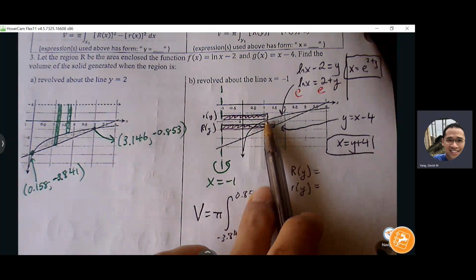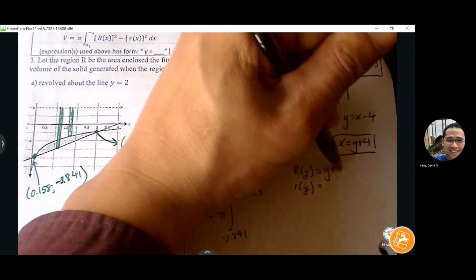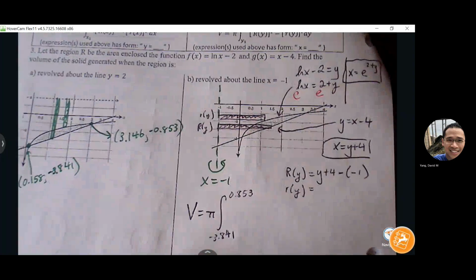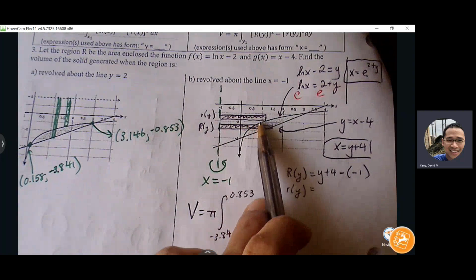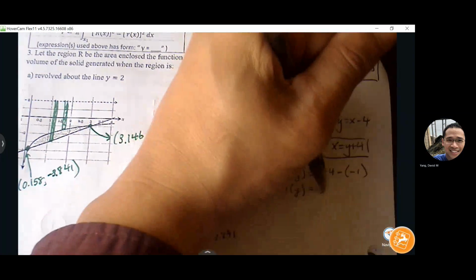Okay, right minus left. The right endpoint of my big R is sitting on the y plus 4. Right minus left. The right endpoint of my little radius is sitting on the curve, which is the e to the 2 plus y.